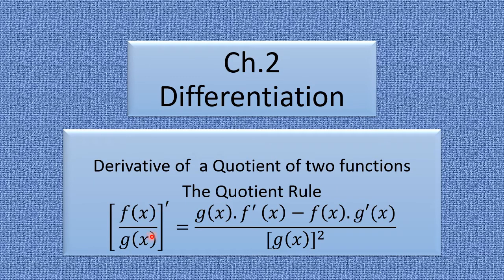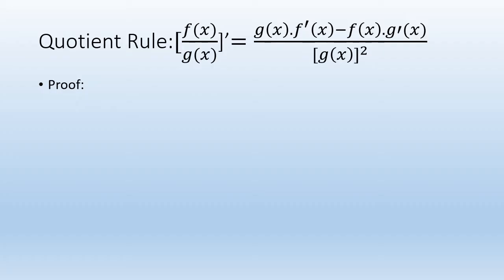Derivative of a quotient of two functions, that is generally known as the quotient rule. The derivative of f of x by g of x equals g of x into the derivative of f of x minus f of x into the derivative of g of x, whole divided by g of x whole square. We are going to prove this quotient rule by the first principle.